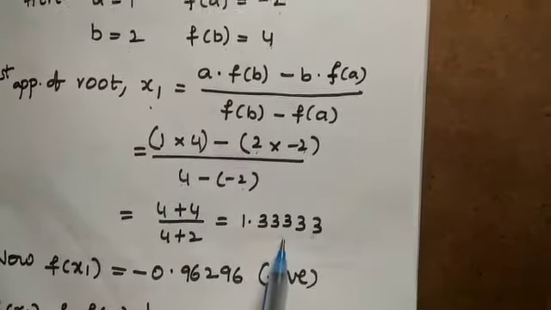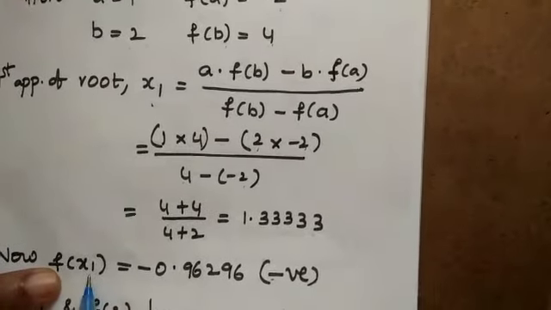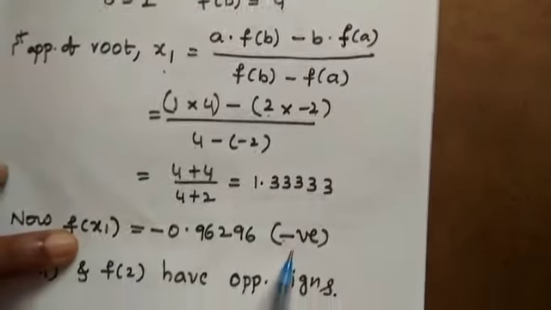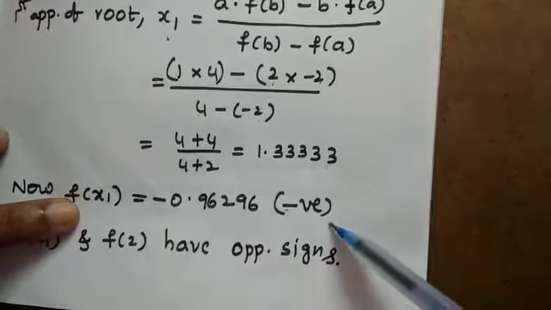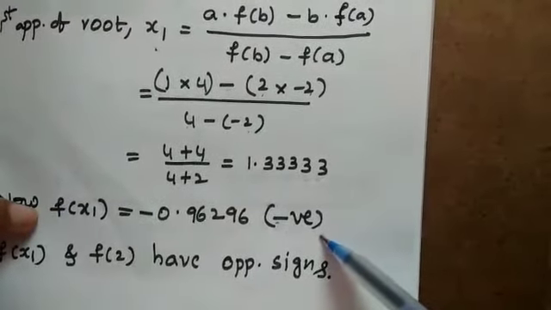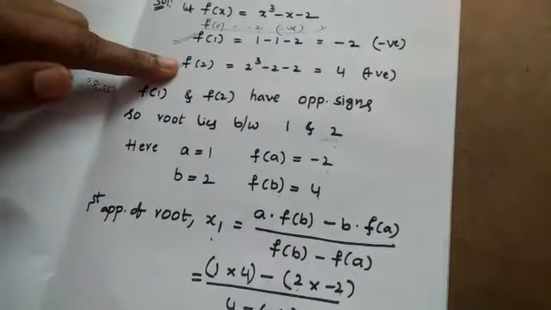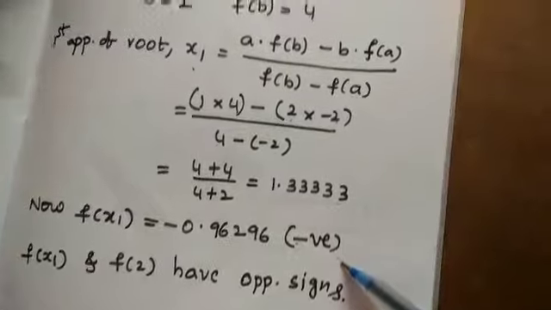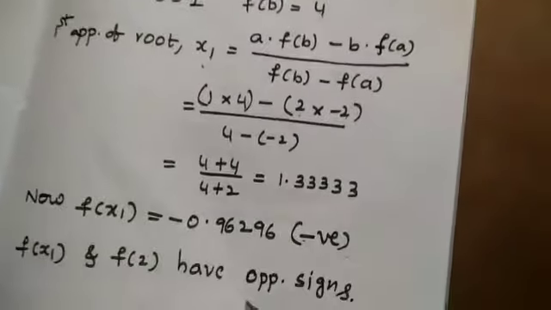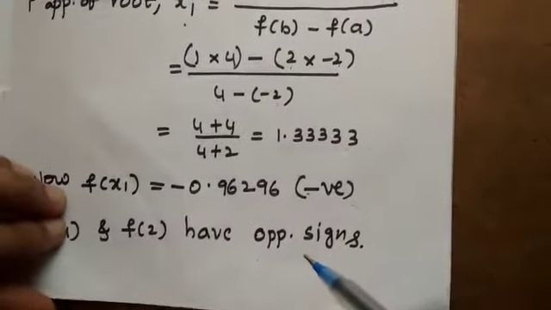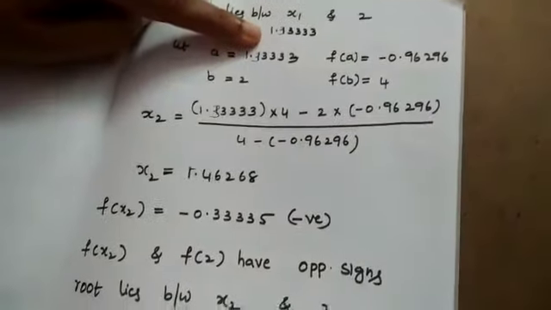Now after getting x1, calculate f(x1). It is negative. As we are going to apply the intermediate value property again, with f(x1) negative, we have to check for a positive value. The positive value exists at f(2). f(x1) is negative, f(2) is positive. So f(2) and f(x1) have opposite signs, so the root lies between x1 and 2.